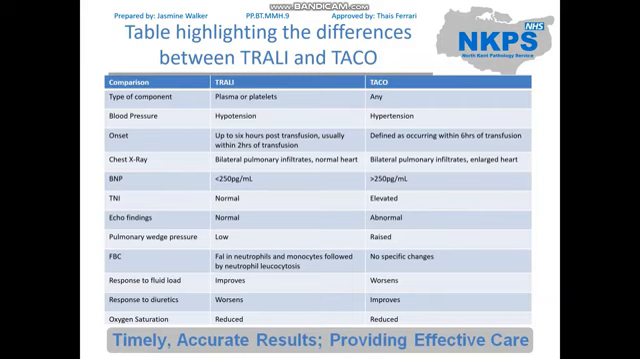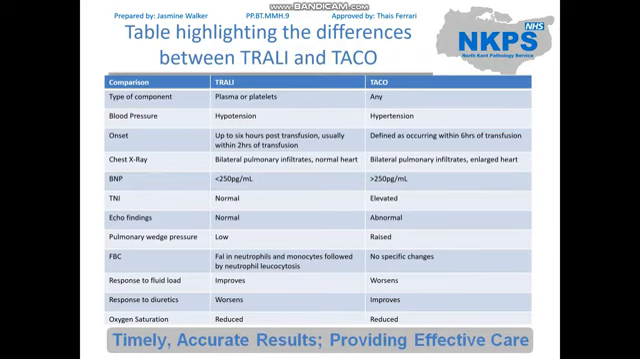This is a combination of a couple of tables from different sources. So the first column has the indication. So, for example, type of component. In TRALI, you're going to expect it to be as a result of plasma or platelets, because they are going to be the ones that have those antibodies in them. However, with TACO, you can have a reaction with red blood cells, although plasma is quite often involved. Blood pressure. In TRALI, it's hypotension, whereas in TACO, it's hypertension.